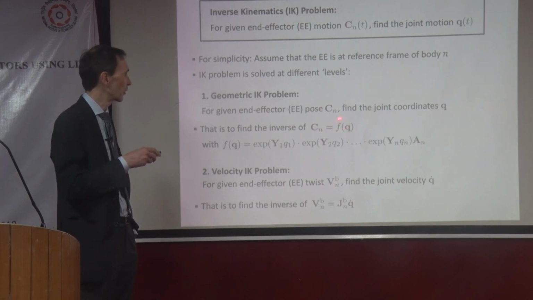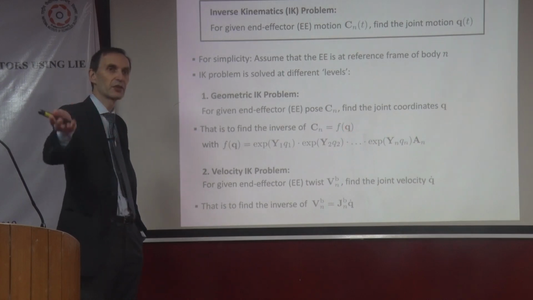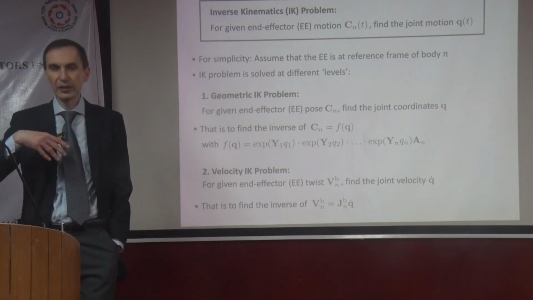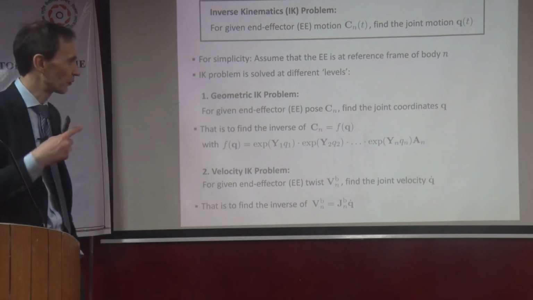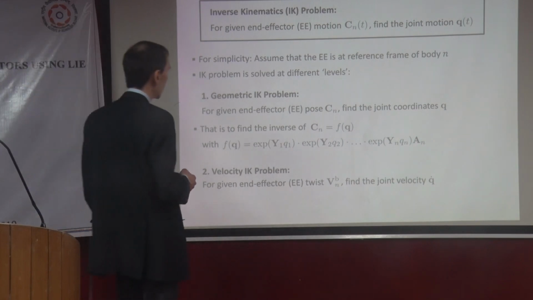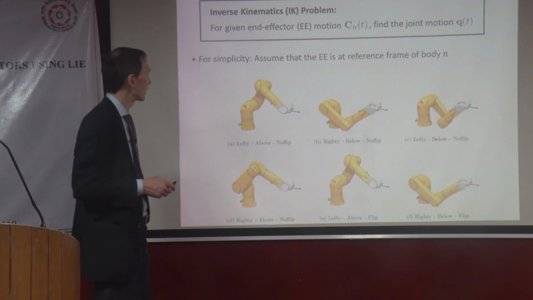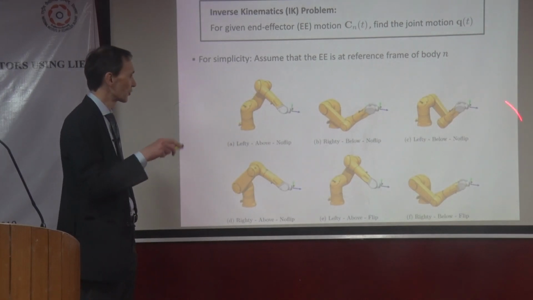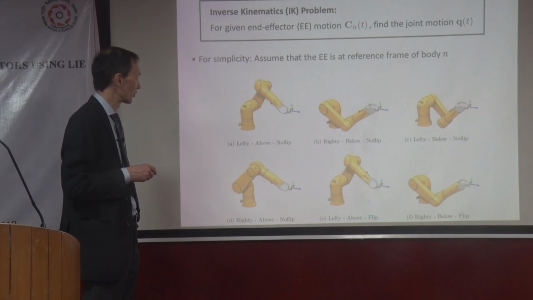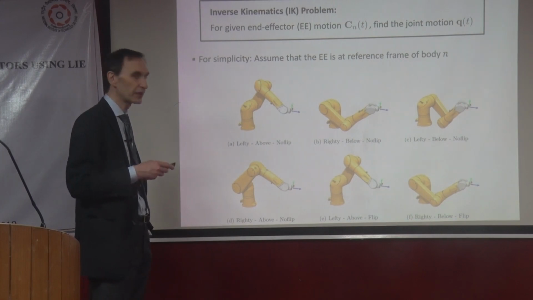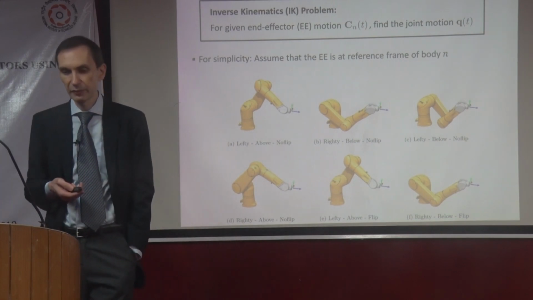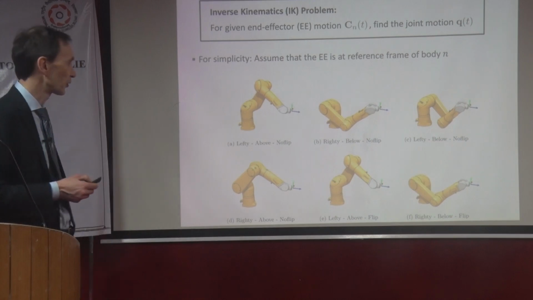So essentially it's saying we have this product of exponentials, and this is a function of q. It takes the joint coordinates and gives you the end-effector pose. And now you're asking, okay, what are the joint coordinates that would give you the end-effector pose that you're aiming at? And this, as you see here for an example, for a 6-degree-of-freedom robot, is not unique, and this certainly gives you a bit of a headache, and the question is how to do it.